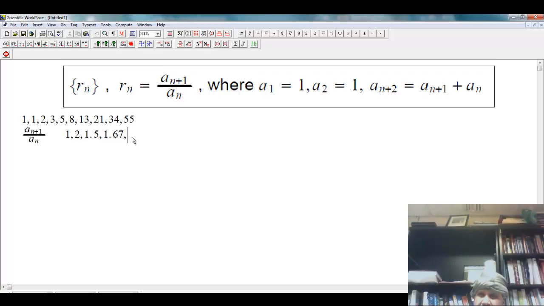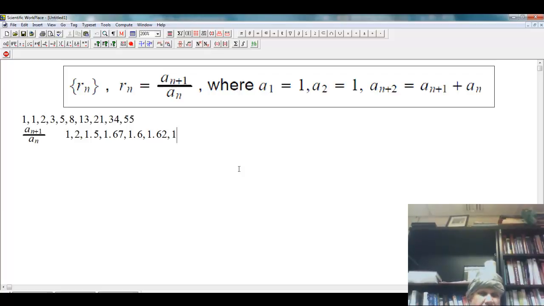Makes sense? See, 1, 1, and then the next term is 1 plus 2, that is 3, plus 3. 13, 21. Now you have to write a sub n plus 1 over a sub n. So what will they be?